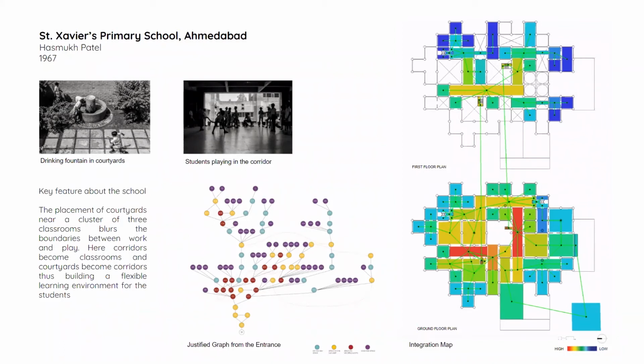The integration graph shows that the corridors and the courtyards are highly integrated as they serve as the shortest route to multiple spaces as well as are spaces for maximum interaction. While the classrooms are segregated, hinting at disciplined learning along with play. The justified graph from the entrance shows that the classroom form the dead end, that is the A-type spaces, while the corridors and courtyards are on multiple loops, that are either C-type or D-type spaces.